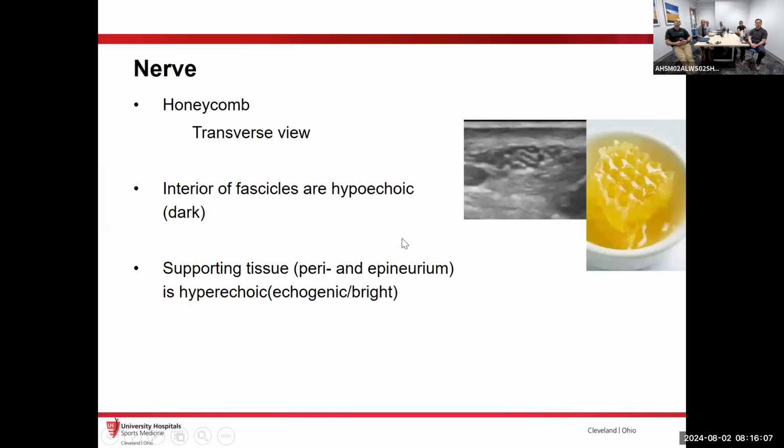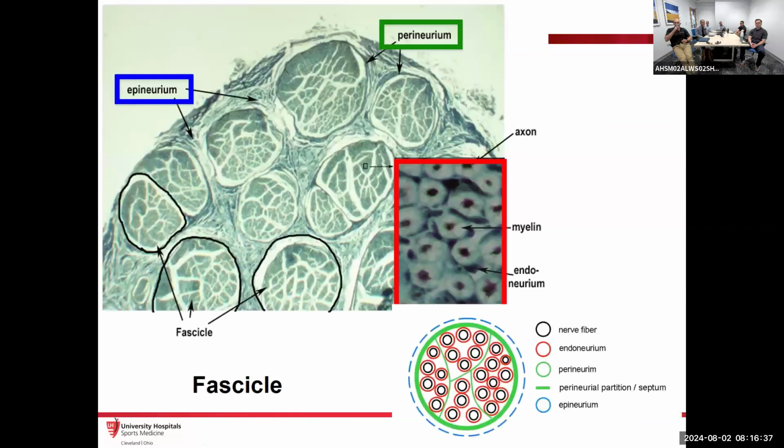Nerve is going to have that honeycomb pattern in a transverse view, and so that's important. You can kind of see it here, how it looks like a honeycomb, and how that looks different than a tendon or a ligament in short axis. The supporting tissue, the perineurium and epineurium, are both hyperechoic and create those hypoechoic areas in between them. So that creates that honeycomb type pattern that's a little bit closer up.